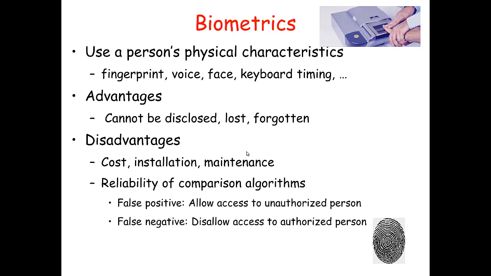The first disadvantage is that it's costly. You need to install and maintain a biometrics system. The second disadvantage is that the reliability of comparison accuracy is an issue. For example, sometimes it causes too many false positives, sometimes too many false negatives. If the system causes too many false positives, it will allow unauthorized persons to access the system. If your system causes too many false negatives, then it will disallow authorized persons access to the system. So these are the two disadvantages.